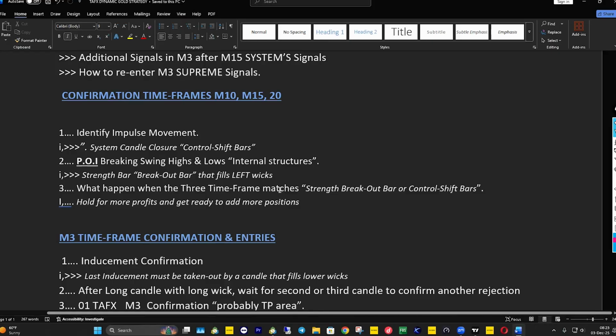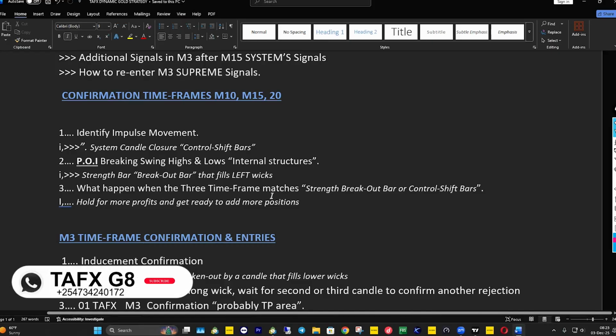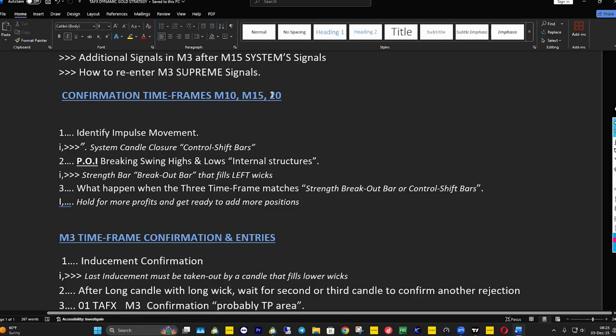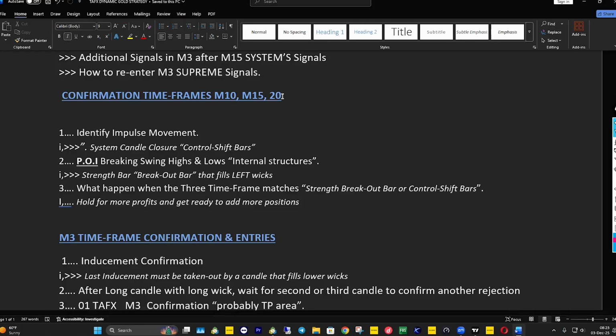What happens when the 3 time frames match strength? Oh my friend, what happens when the 3 time frames match? When we have the strength breakout candle or control shift, that will be marvelous when these 3 time frames match. So this means you take trades after confirmation of minute 10. Then when minute 15 confirms something, you enter the market. Then when minute 20 confirms something, you enter the market. But when these 3 of them say the same thing, that is where you double your account. That's where you make huge money that no one will believe.